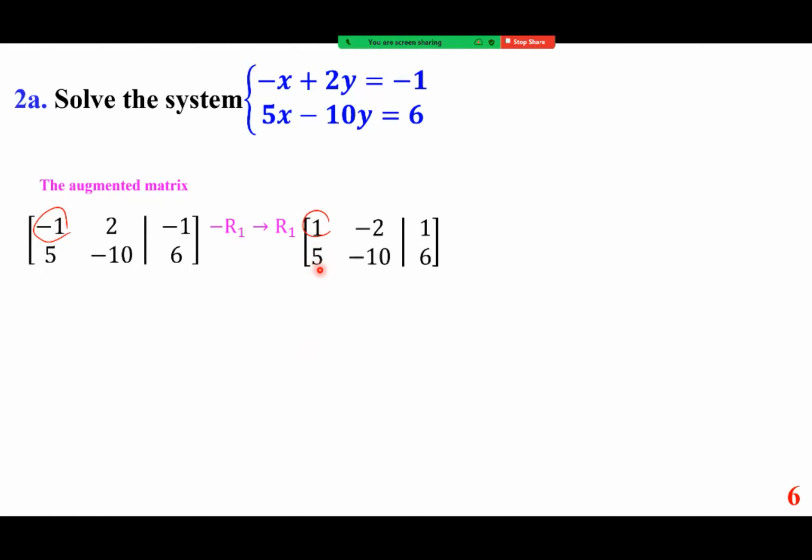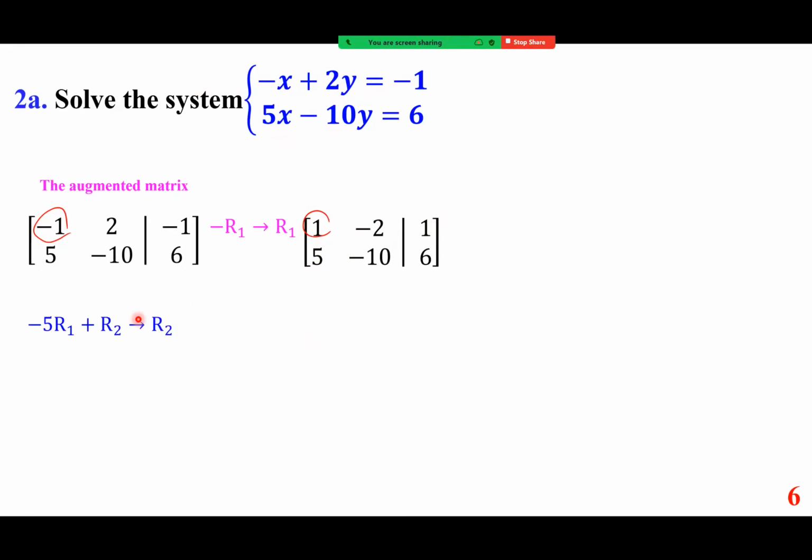How do I make this 0? There may be different ways of doing it. One way is to subtract 5 times of this row from this one. Again, remember what you're doing. That means you're multiplying this one by -5 and you add it to this. That's the concept. So if I multiply this one by -5, if you will, and add it to the second row, let's see what happens.